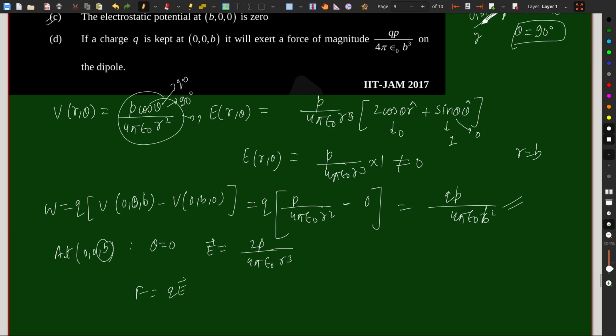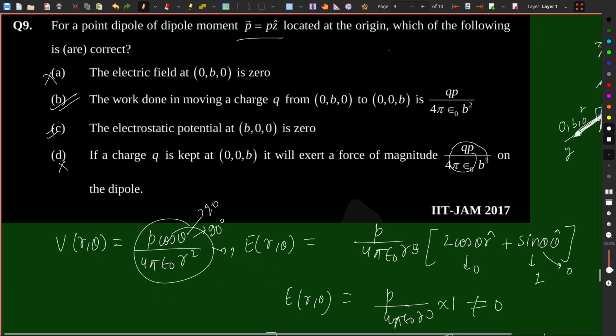Q into E, so that will be 2 Qp over 4 pi epsilon naught r cube. Okay, so this is not the force, so B is incorrect. Go to the next question.